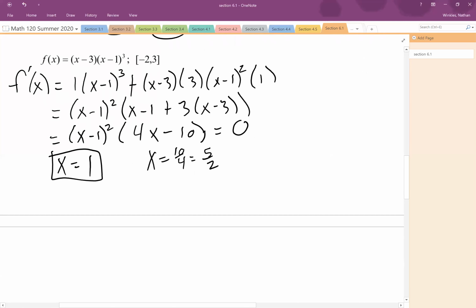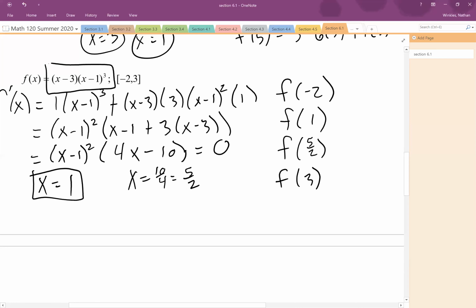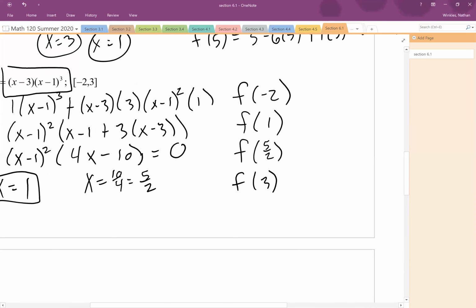So in this case, we need f of negative 2. F of 1 is inside of that interval. 5 over 2 is the same as 2.5, which is also in that interval. And then f of 3. And we're going to plug these into the function they gave us, (x minus 3) times (x minus 1) all cubed.